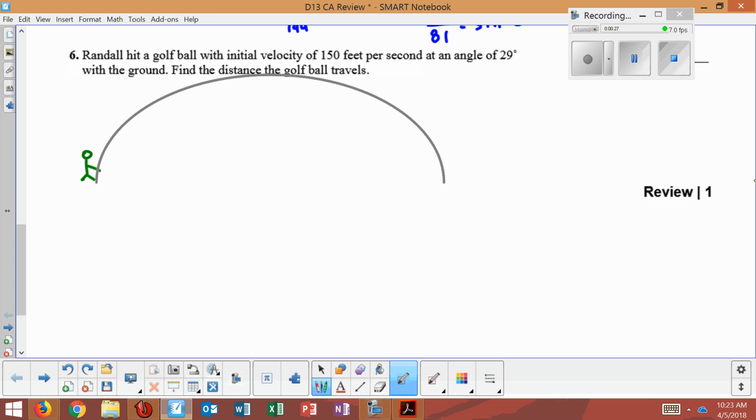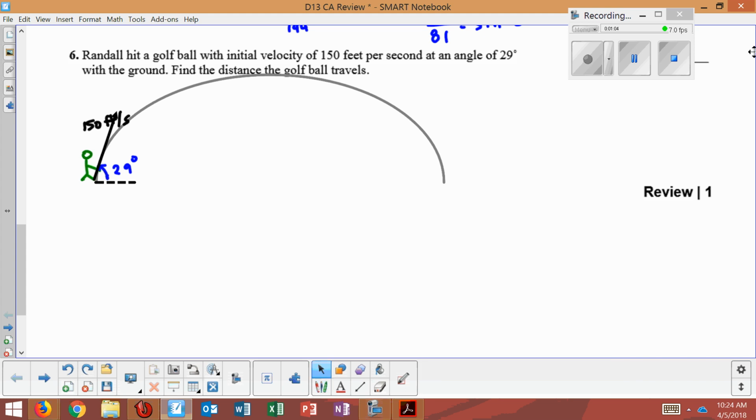Now, it says the ball leaves the ground at 29 degrees. Now, when it reset my graph, it doesn't really make it 29 degrees anymore, but 29 degrees would be from the ground here. And it says it leaves at 150 feet per second. Now, that is a vector because it takes off on a straight line, but what happens is gravity pulls it down. So 150 feet per second. Now it says find the distance the ball travels.